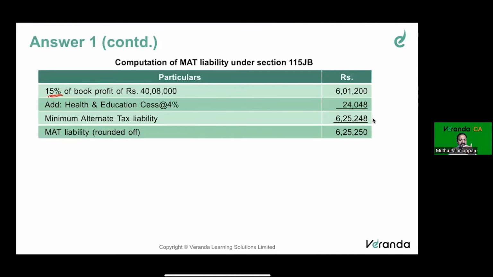Whatever is the relevant surcharge or cess, as under the normal provisions, will come into the picture. So let's say your regular provision has surcharge where your total income crosses 1 crore, it is applicable here also. Here the total income itself is only 40 lakhs, so we need not calculate any surcharge. Health and education cess of 4% alone has to be added. So you add cess of 4% and then you get the liability, rounded off to the nearest ten. That is your MAT liability.